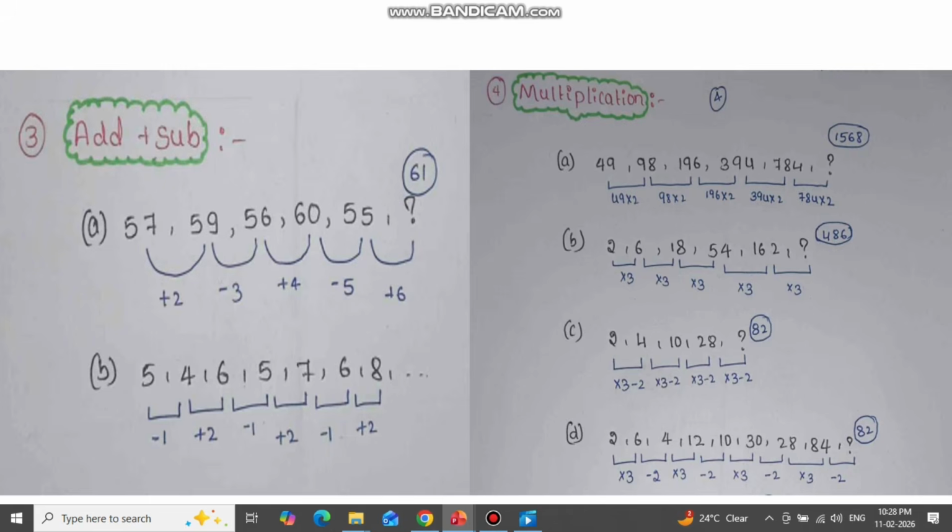The series 2, 6, 4, 12, 10, 30, 28, 84. So 2 3s are 6, 6 minus 2 is 4, 4 3s are 12, 12 minus 2 is 10, 10 3s are 30, 30 minus 2 is 28, 28 3s are 84, 84 minus 2 is 82. So the given pattern is multiply by 3, minus 2, multiply by 3, minus 2. That is the pattern.